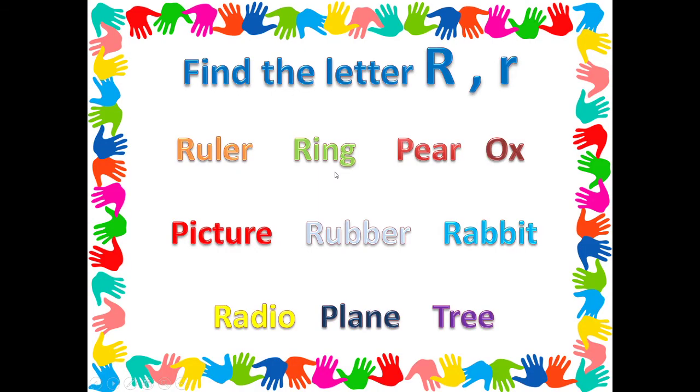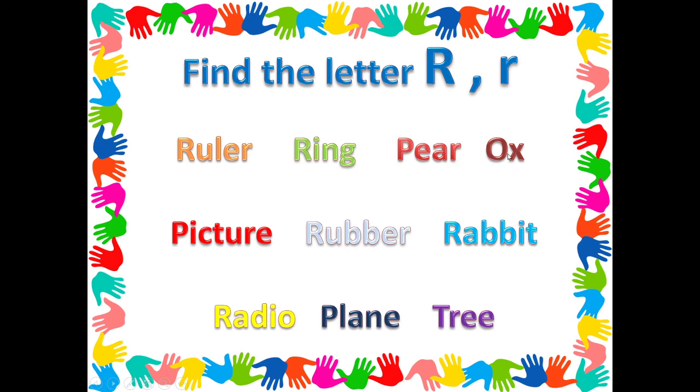Now, let's find the letter R. R capital or R small. Ruler. Of course, it has two R's. R capital at the beginning and R small at the end of the word. Ring. Of course, it has the letter R at the beginning of the word. R capital. Pear. Yes, of course, it has the letter R at the end of the word.